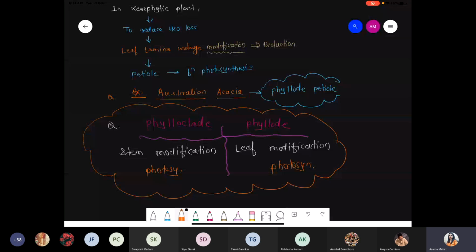Because now what happens? Petiole performs the photosynthesis function, while lamina shows reduction to avoid the water loss. So obviously, if lamina shows reduction, the number of stomata gets decreased, and if the number of stomata gets decreased, it means there is less transpiration. So basically they come under two types, but more specifically we are talking about these are the phyllodes. It's one kind of petiole, where petiole performs the function of photosynthesis, because leaf lamina undergoes reduction. Got it?